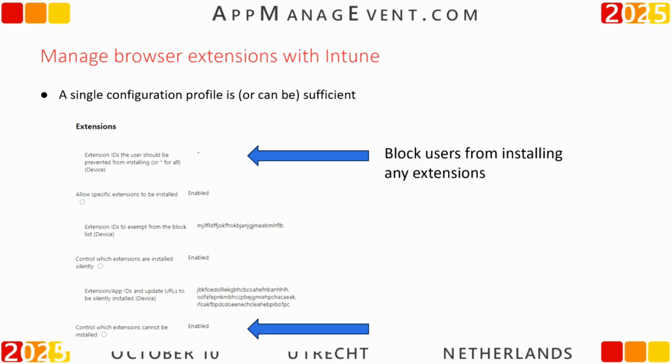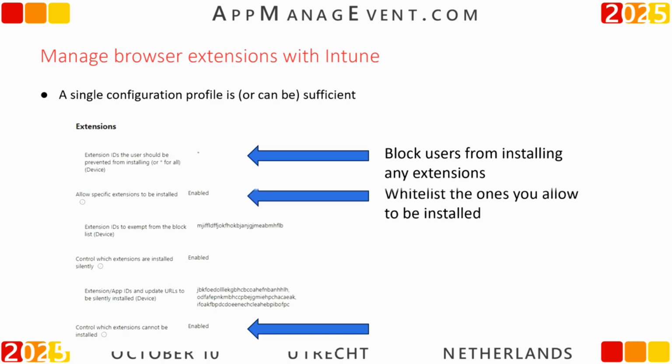Extensions can have an added value and might be needed in your environment. So step number 2 is basically whitelisting. That's the second setting that you see there: allow specific extensions to be installed. You enable that in your configuration profile.